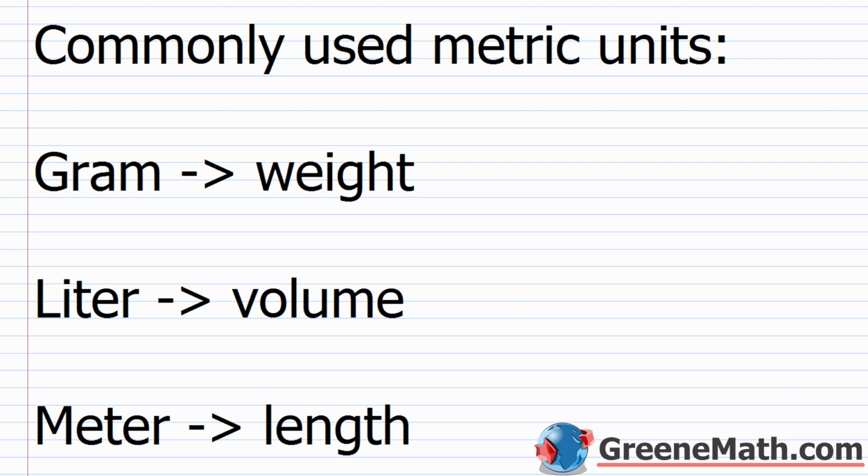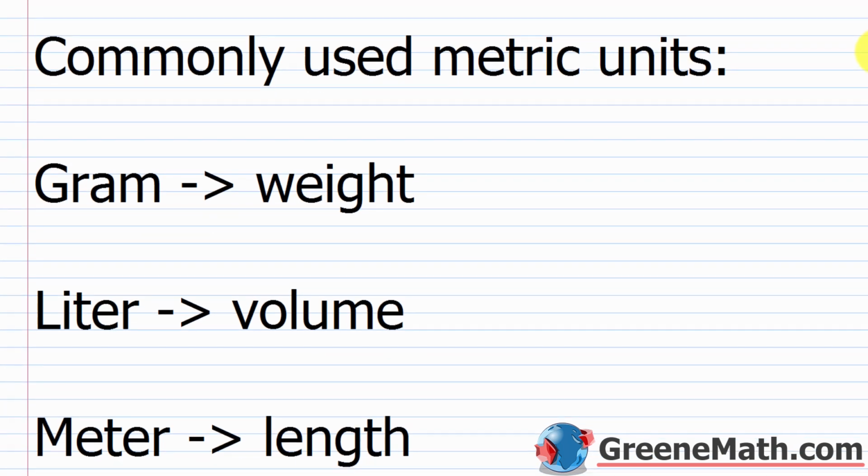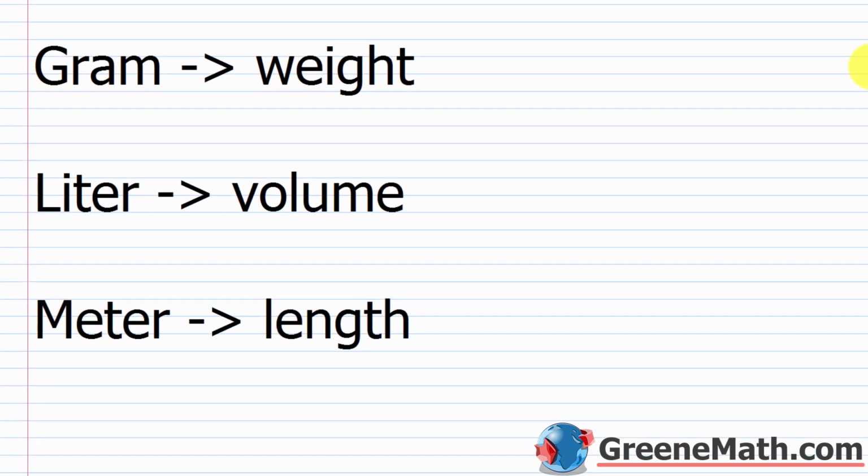All right, so let's start out by looking at the commonly used metric units. So we have three that we're going to cover today. We have the gram, that's for weight. We have the liter, that's for volume. And we have the meter, that's for length. Now, one of these I know that all of you have seen. The liter is used when you buy a 2 liter of Coke or Sprite or Pepsi or whatever soda you'd like to consume.